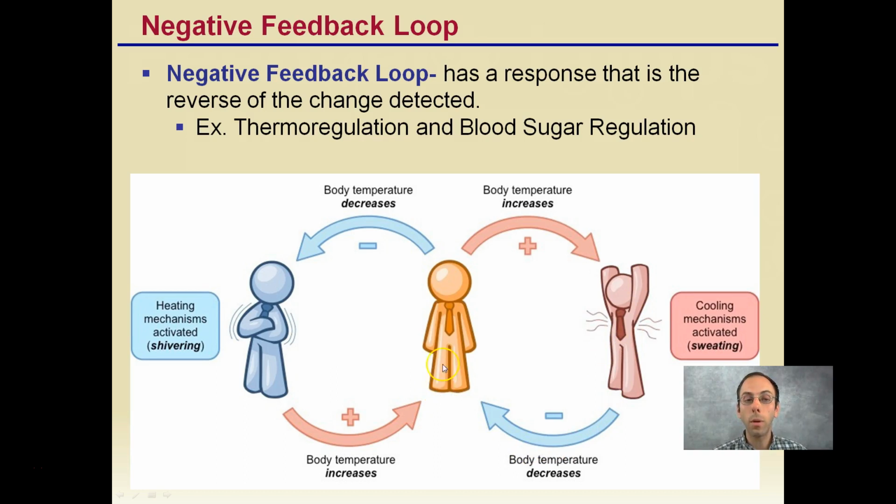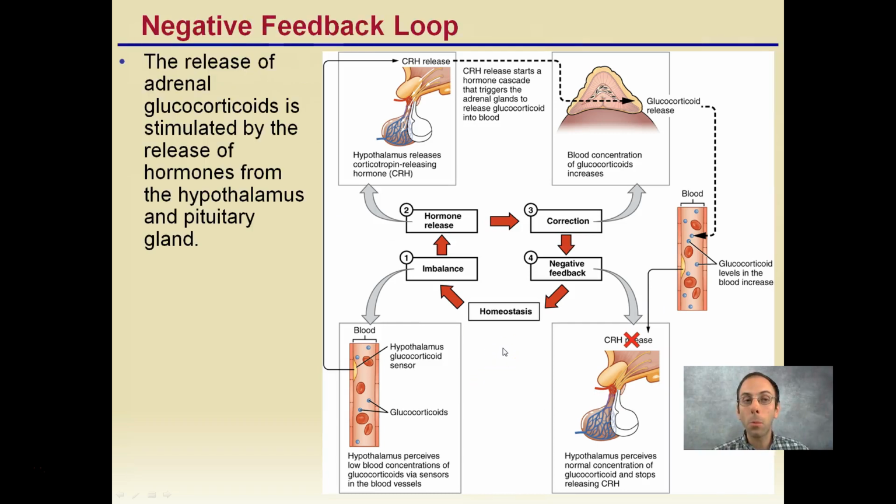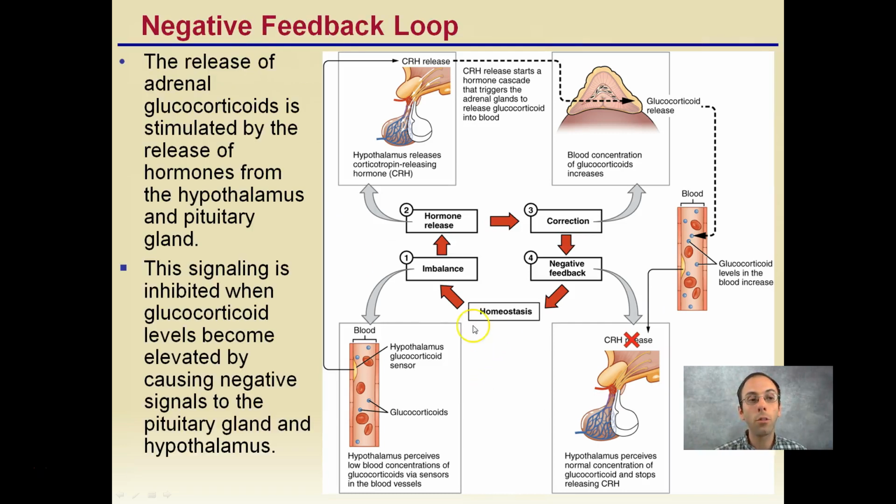So looking at negative feedback, if something is decreasing, the loop is going to cause an increase to occur, and vice versa. If an increase occurs, we're going to have a decrease. How this looks in a little more complicated sense is the release of adrenal glucocorticoids, which is stimulated by the release of hormones from the hypothalamus and pituitary gland. This signal is inhibited when the glucocorticoid levels become elevated, by causing negative signals from the pituitary gland and hypothalamus.